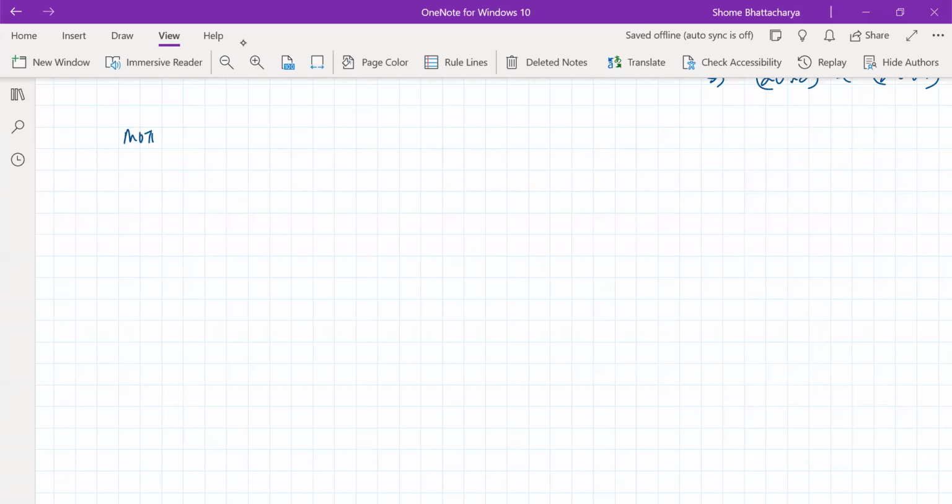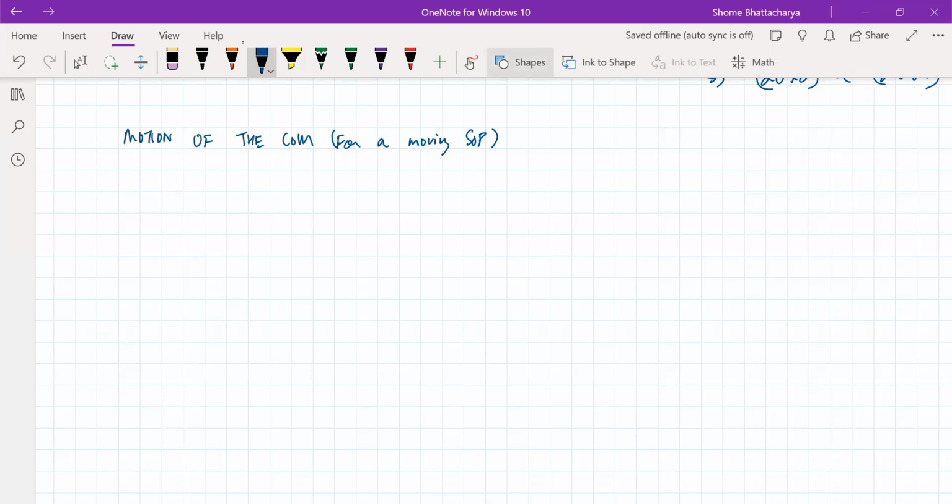So motion of the center of mass for a moving system. By moving system, we mean that at least one particle within the system should be in motion with respect to some kind of reference frame. Then we can say that the system is in motion and therefore the center of mass is most likely in motion. So starting with displacement of the center of mass.